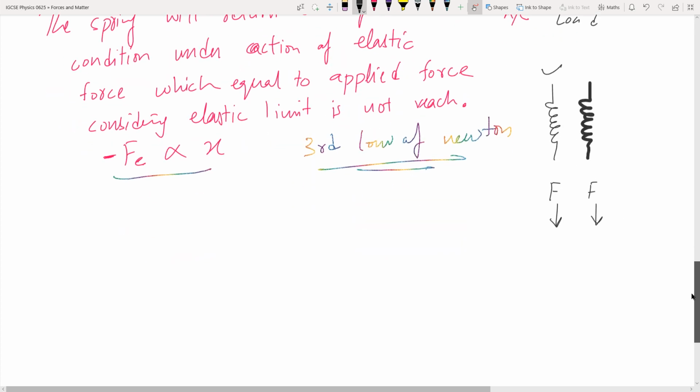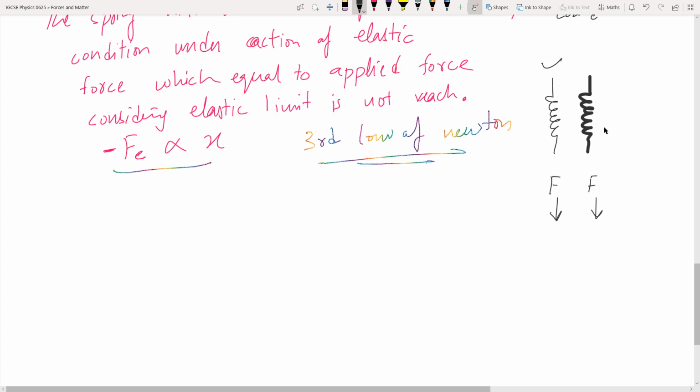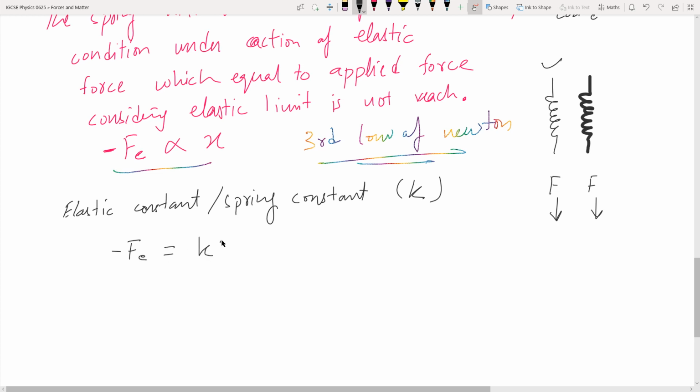So there is something which plays a part in the extension. It's a factor known as spring constant or elastic constant, right? For springs we call it spring constant, and that is represented by this letter K. So over here I can say that minus Fe is equal to K into X.